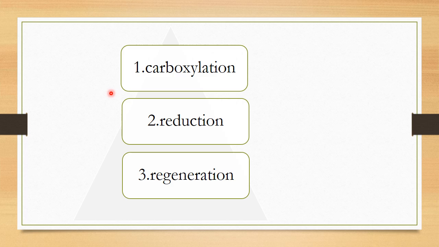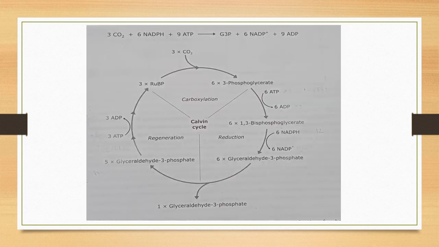Next, Calvin cycle usually occurs in 3 steps. The first step is carboxylation, the second is reduction, and the third is regeneration. So these are the 3 steps of Calvin cycle. Now let's study how Calvin cycle works. This is the diagrammatic representation of Calvin cycle. I've taken this diagram from the life sciences book of Pathfinder Publications. Now let's see how it works.